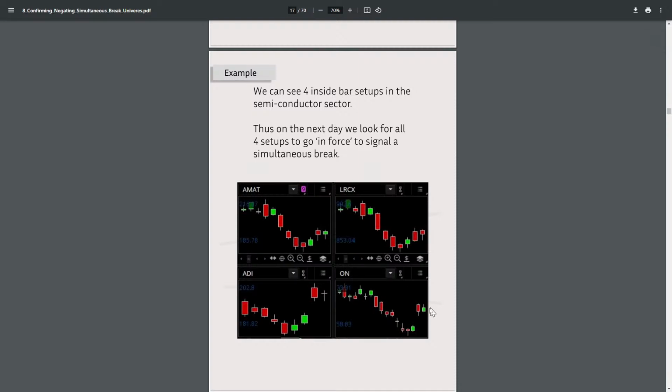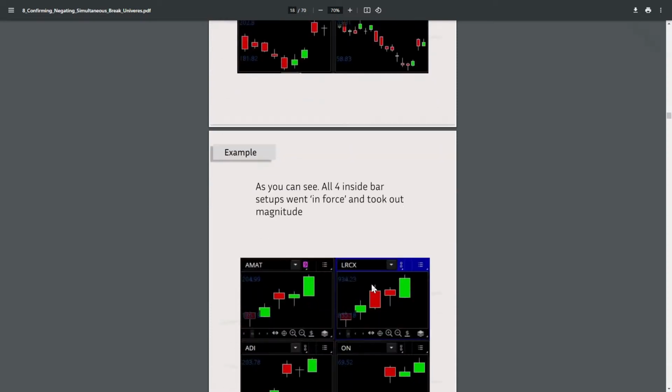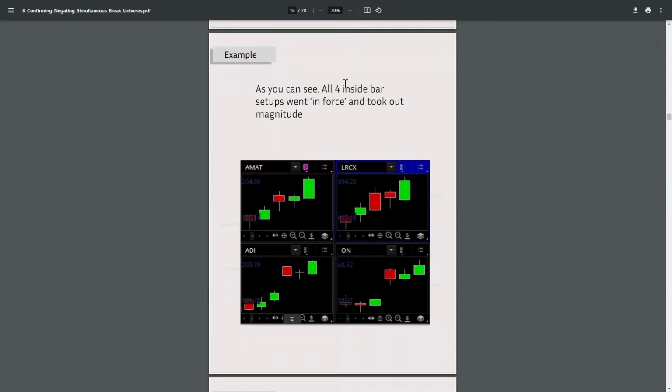So since we have all of these doing the same thing, we would expect if they go 2 up for them all to go 2 up at the same time. So we know we would want to be in the semis this day. As you can see, all 4 inside bars went in force and took out their magnitude. So inside and up, inside and up, inside and up, inside and up. So that is a perfect example of a simultaneous break on the semis. Everything doing the same thing at the same time on the same day. Simultaneous break.